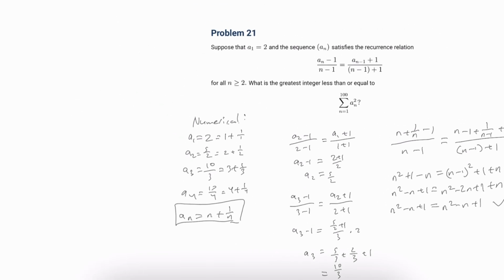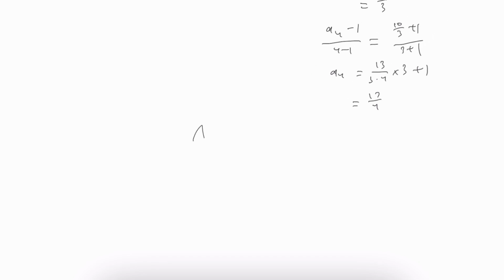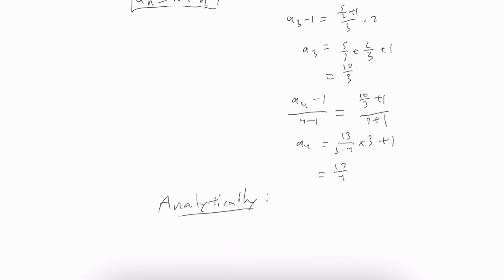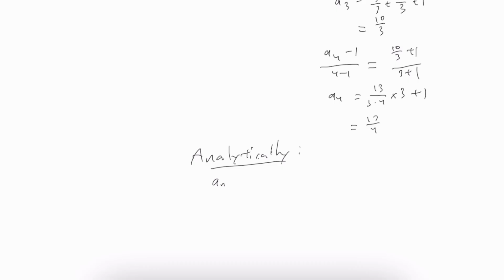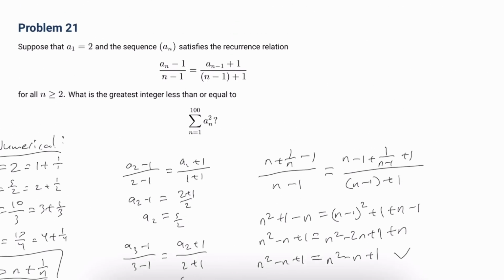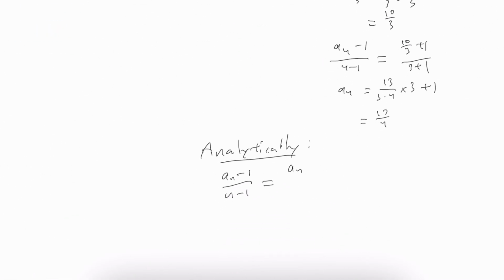The other way is analytically. We can derive it by manipulating the recurrence relationship. So we have a_n minus 1 over n minus 1 is equal to a_{n-1} plus 1 over n minus 1 plus 1, or just a_{n-1} plus 1 over n.